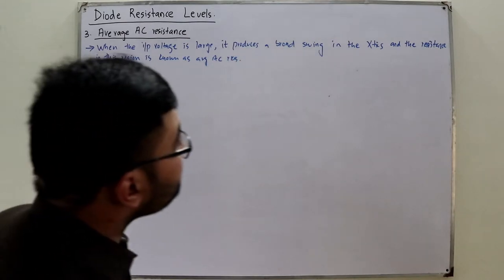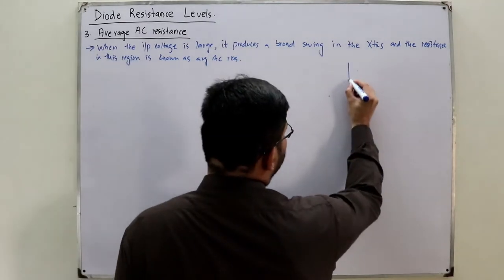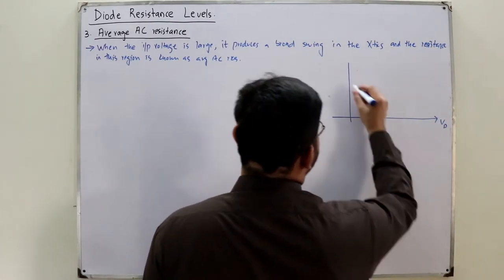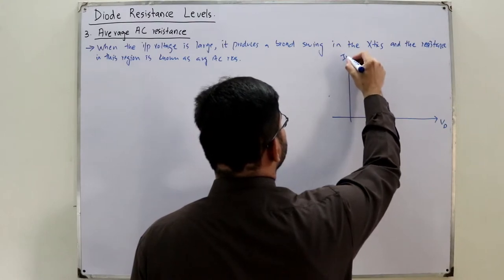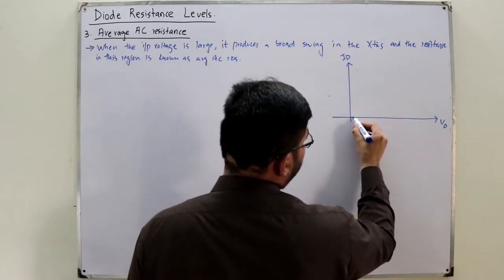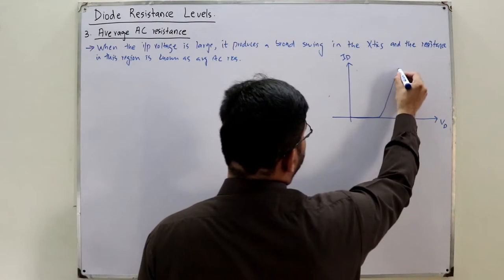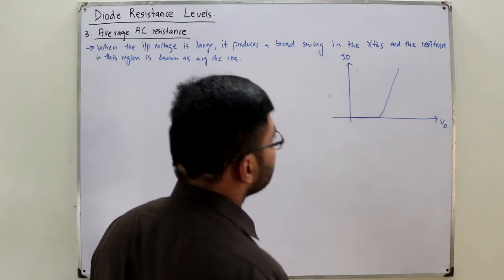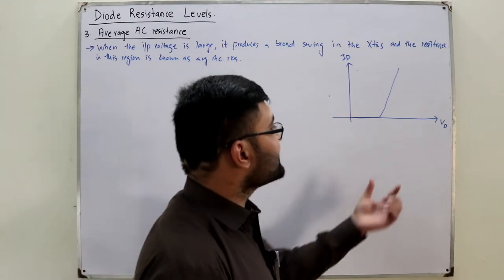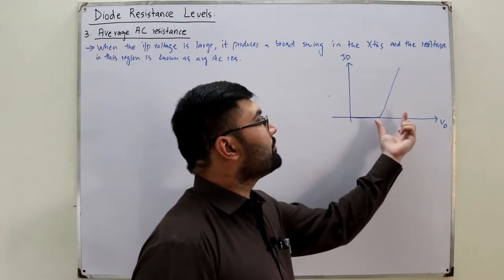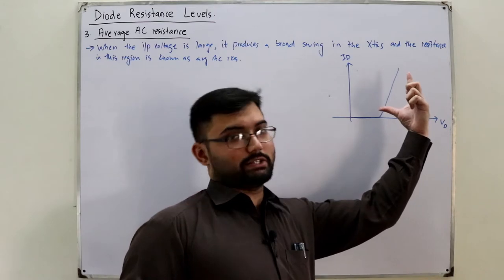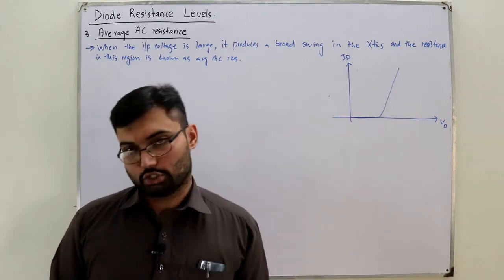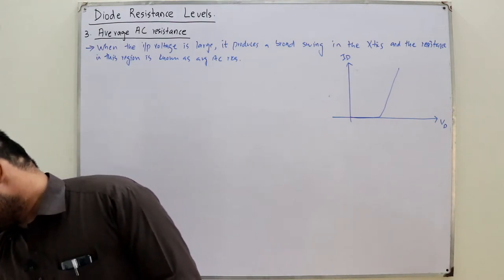What do we mean? So the VI characteristics again. I hope you have understood the VI characteristics. This is very important. We are using it again and again. This is whatever, VB. When the input voltage is large, it produces a broad swing in the characteristics. Broad swing means what? A larger change.